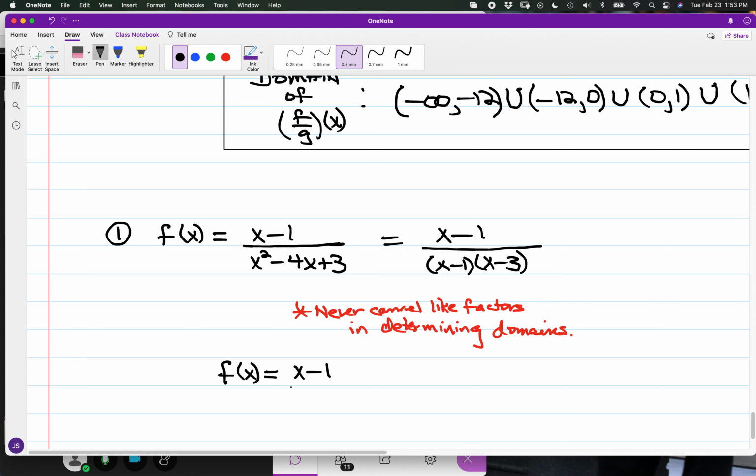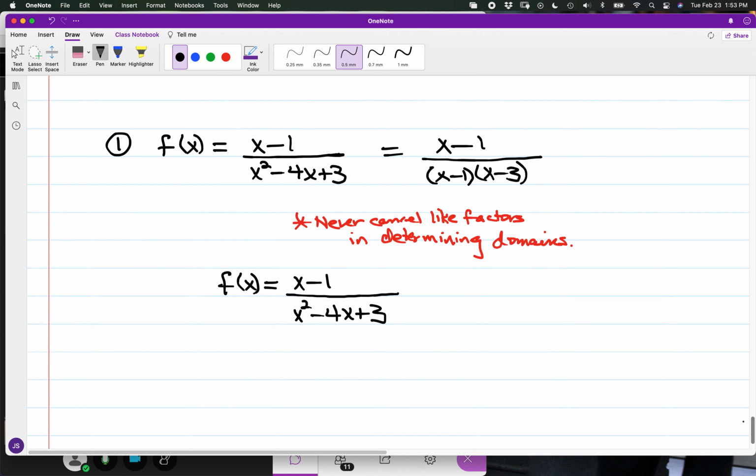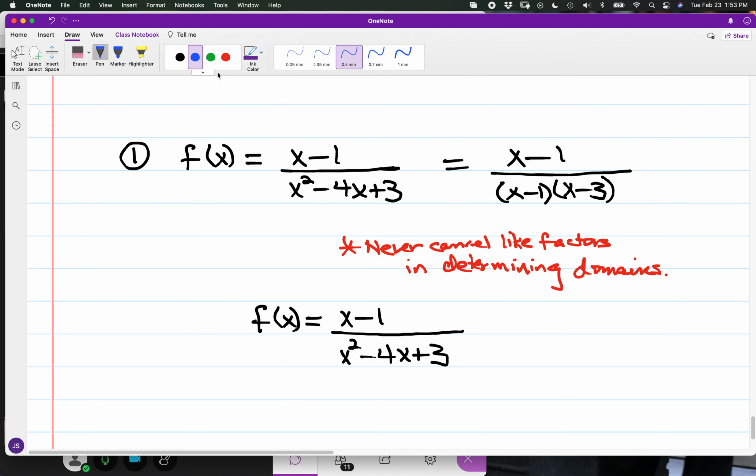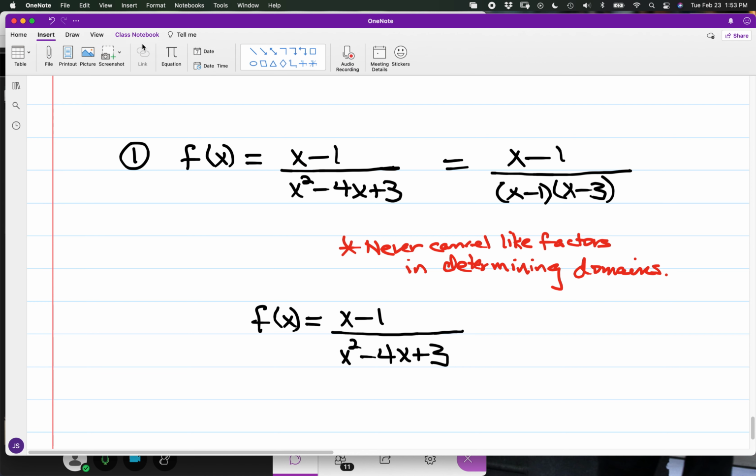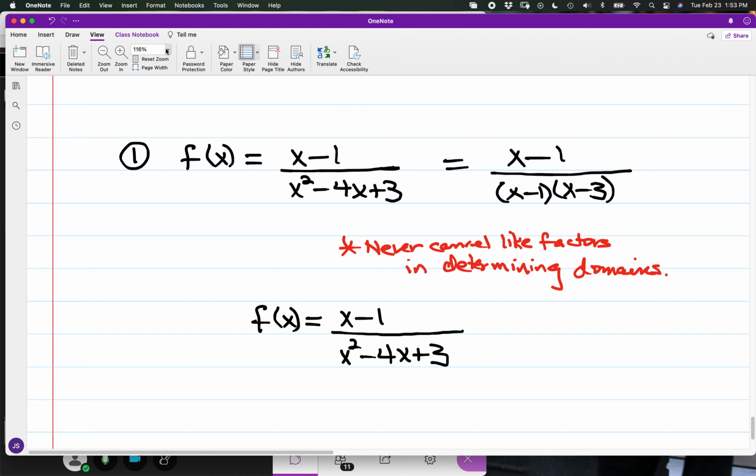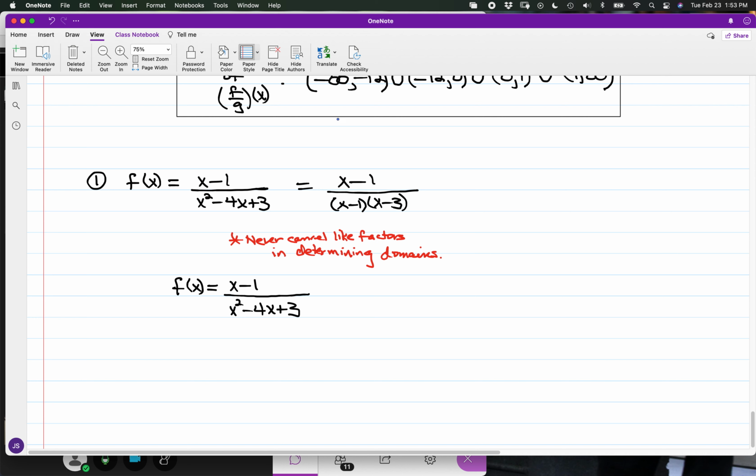Okay, given the function f of x equal to x minus 1 all over x squared minus 4x plus 3. Again, we have the restriction: the denominator, and we're looking at the original form of the denominator, cannot be equal to 0.